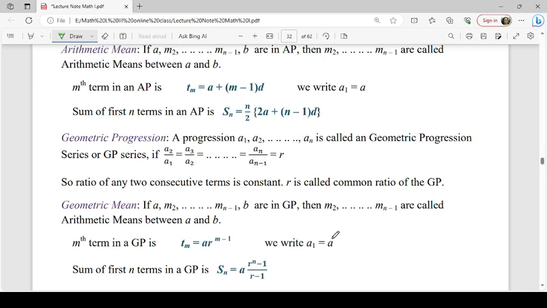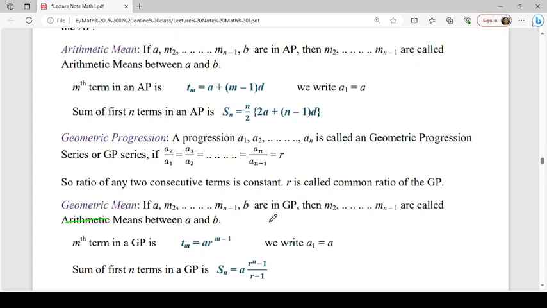And geometric mean is the same, there are n terms, and these n minus 2 terms are the geometric means. This is not arithmetic, this is geometric mean. So this is geometric mean.